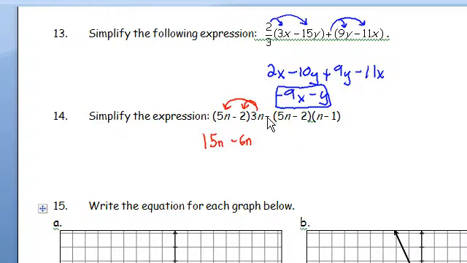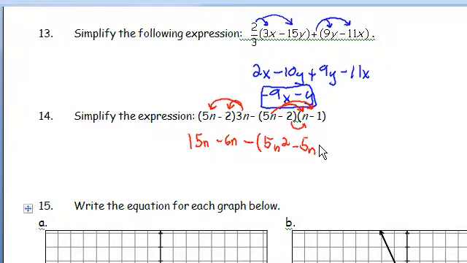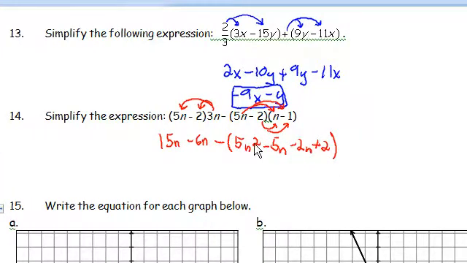Okay, and let's bring that negative sign down here, and let's distribute this negative sign last. So I'm going to still keep a parentheses here, but now let's distribute this 5n to that n. So that'd be 5n squared. 5n times negative 1 would be negative 5n. Negative 2 times n would be negative 2n. And negative 2 times negative 1 would be positive 2.